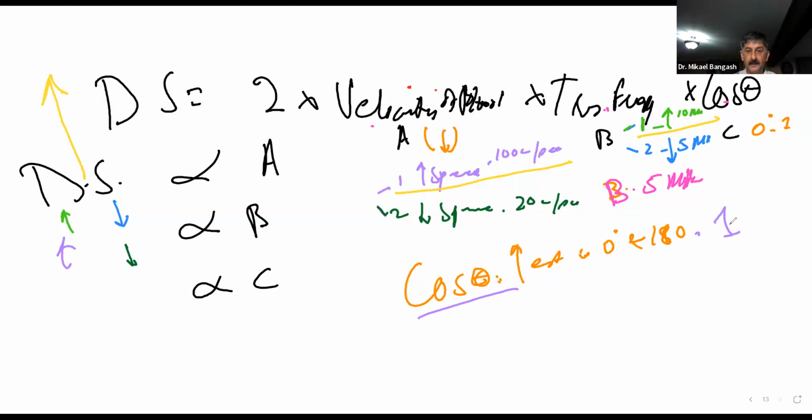On the other hand, the lowest cosine theta value is for a 90-degree angle, which is 0.